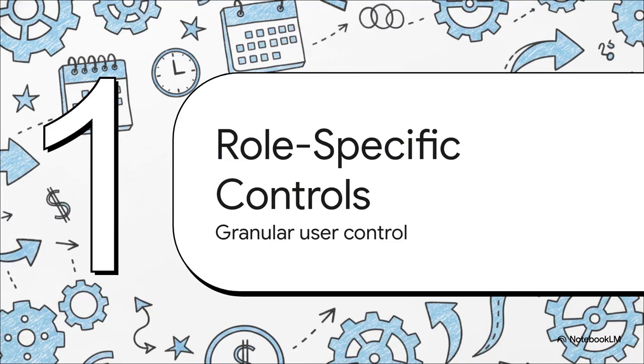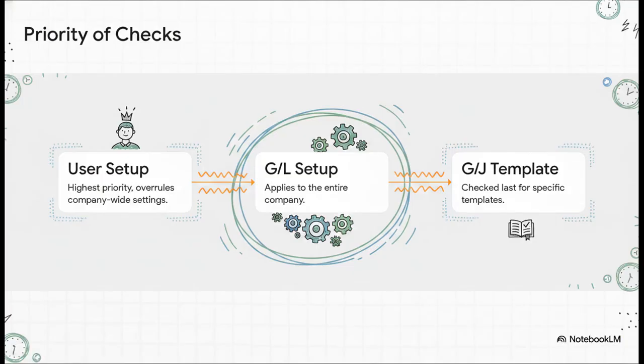Which brings us nicely to Section 4, Role-Specific User Controls. So the system follows a strict hierarchy of validation. When a user tries to post a transaction, Business Central checks the user setup page first. If there are rules there, they overrule everything else. If not, it falls back to the general ledger setup page, which applies to the whole company. Finally, it checks the general journal template. This means you can have broad, maintenance-free dynamic formulas for the whole company in the GL setup, but then set very specific, tighter constraints for individual clerks right in their user setup.